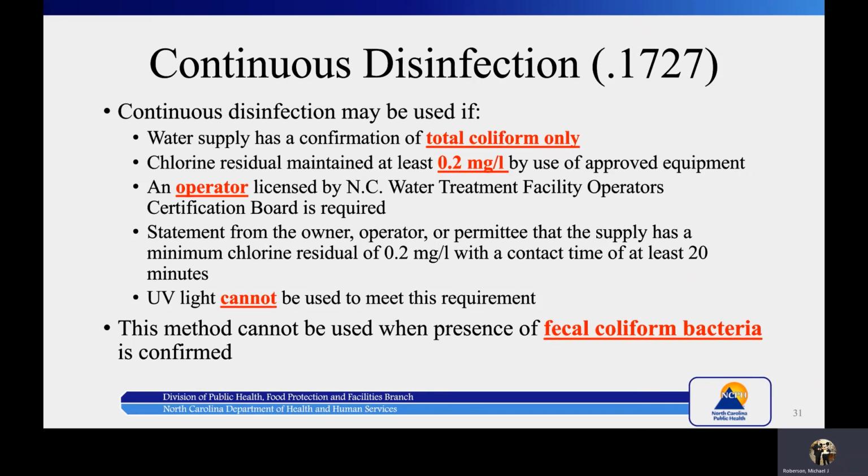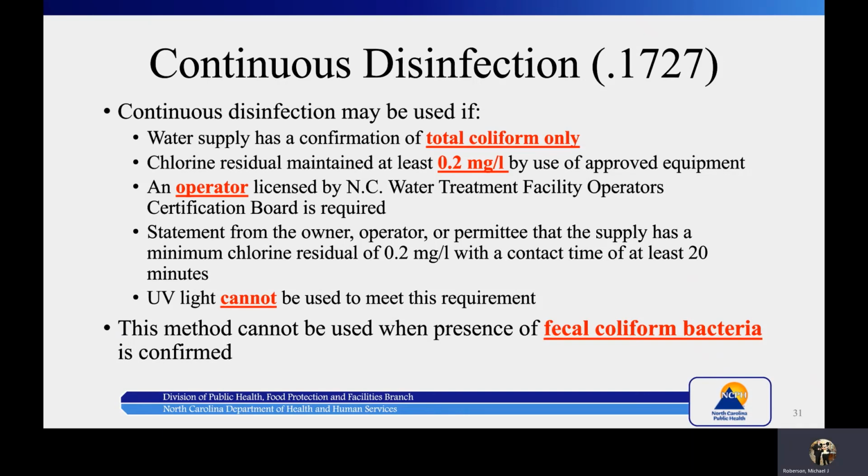Okay, so chlorine residual must be maintained at least 0.2 milligrams per liter by use of approved equipment. So we have to have approved equipment. We just can't have something that's meant for a swimming pool or something that is homemade be set up to do this. It has to be equipment that is approved to provide continuous disinfection to a water supply.